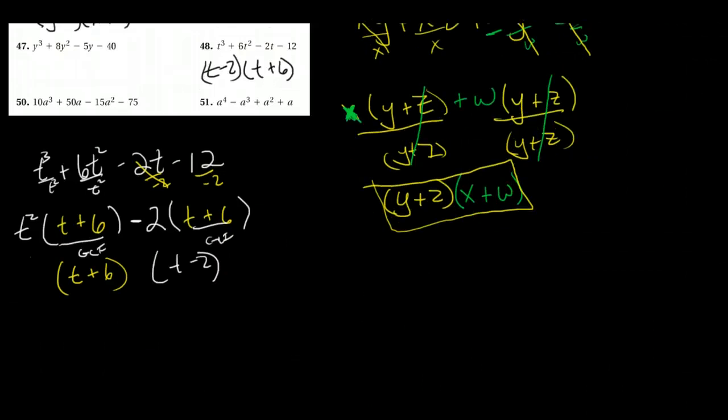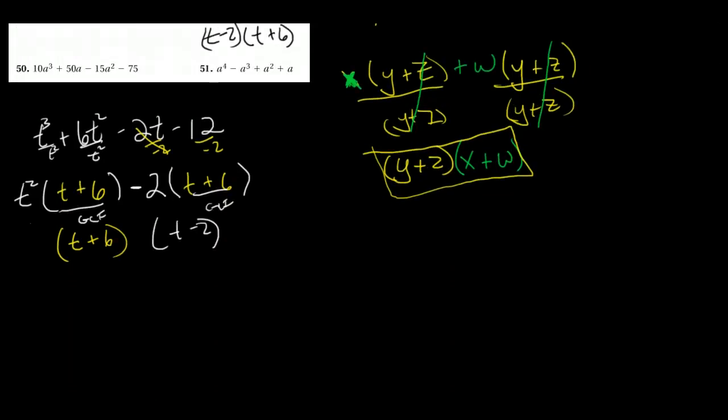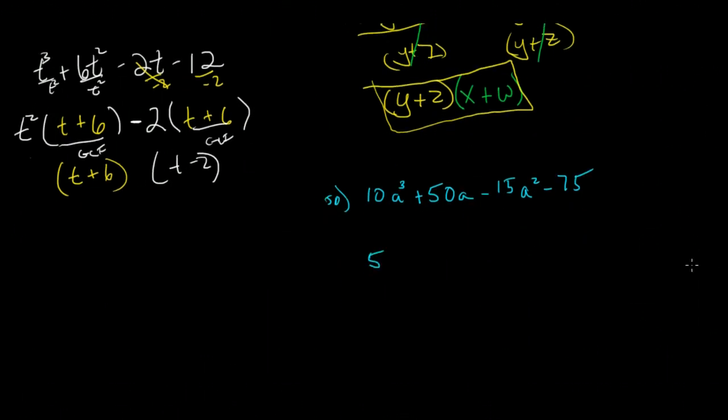Alright, let's look at number 50, because that one's going to be a little bit more fun. Number 50 says 10a cubed plus 50a minus 15a squared minus 75. First thing I notice is that all of my coefficients here are divisible by 5. That's the first thing I notice. So I can at least divide everything by 5.